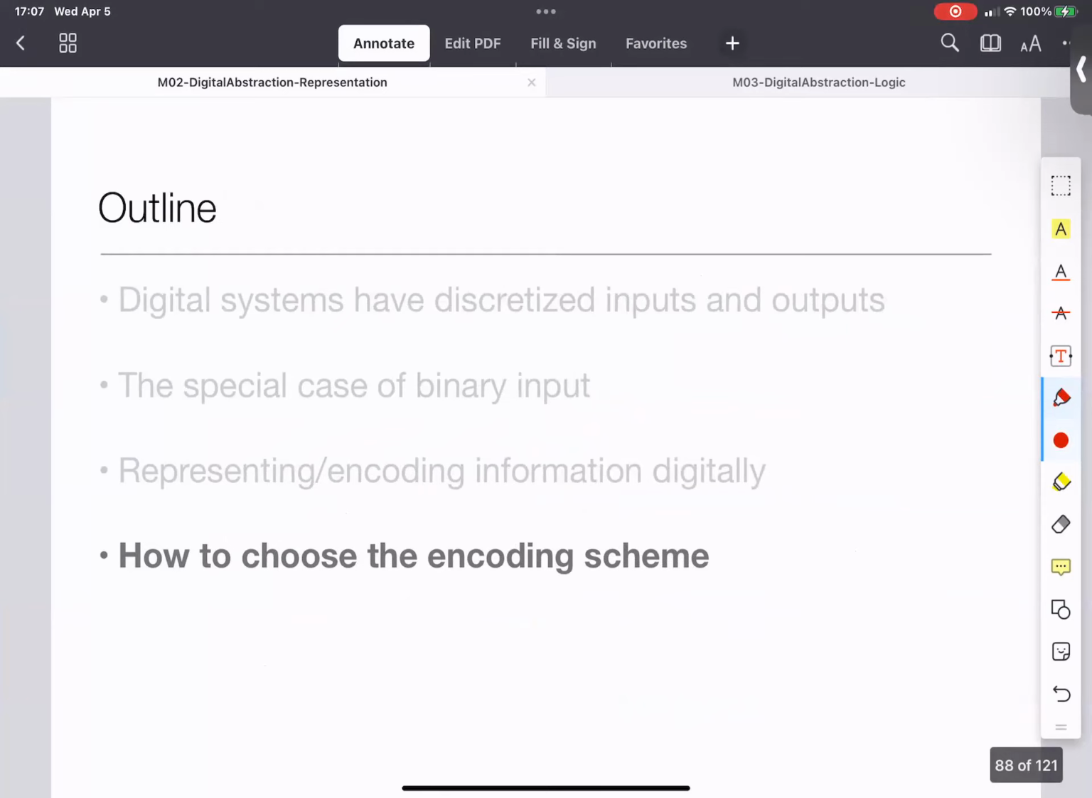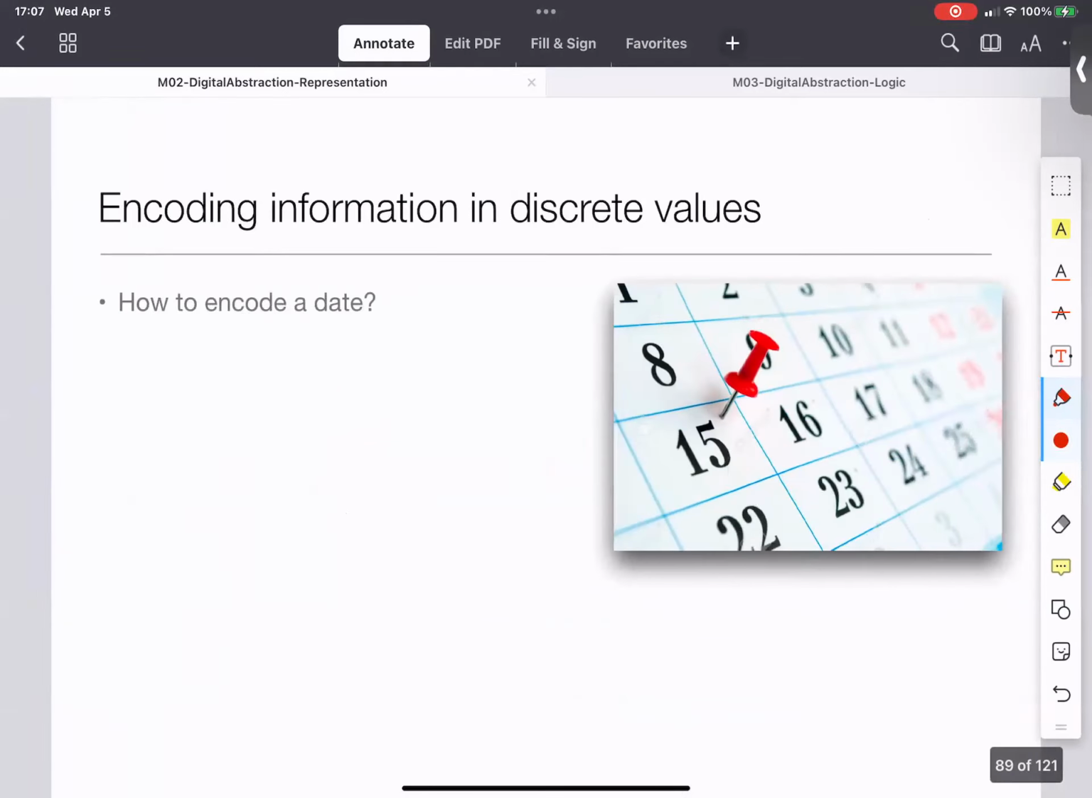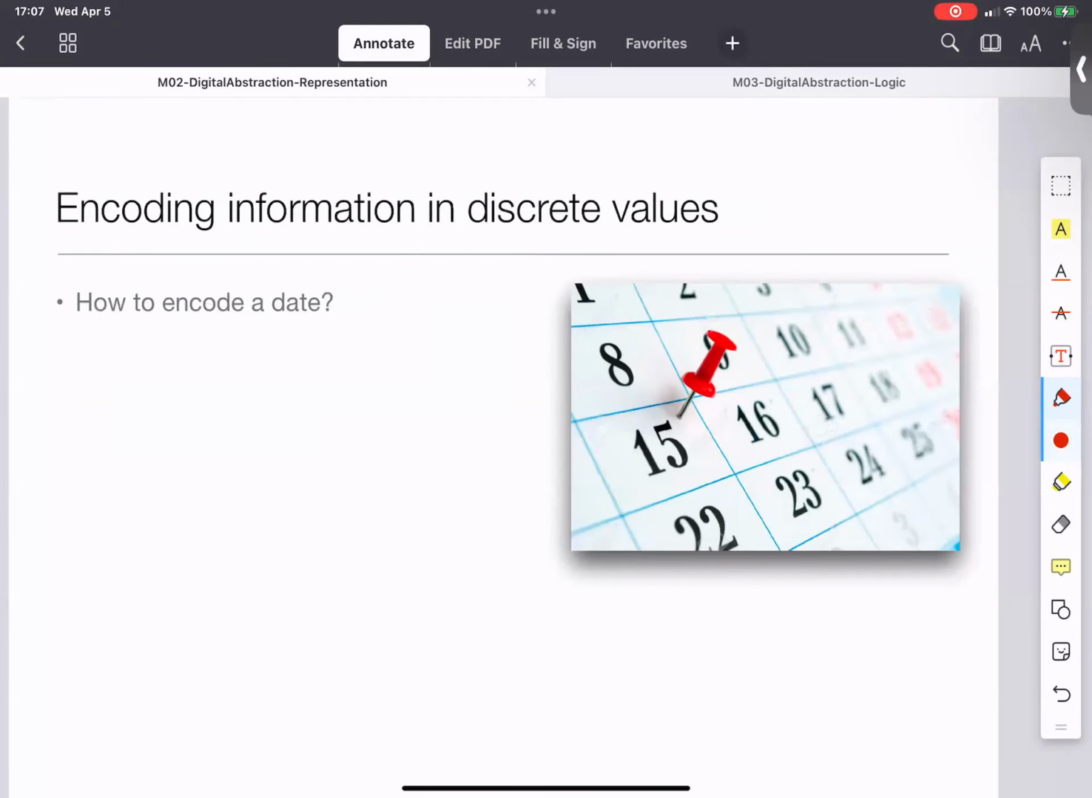So that brings us to, how do we choose an encoding? Well, let's take an example. Let's say I'm designing some sort of system where we need to deal with dates, calendar dates. So how do we encode a date? In a programming language, if you're familiar with Python, you can print the date, what is today, in many different formats, or even the current time, there are many different formats. So how do we encode?